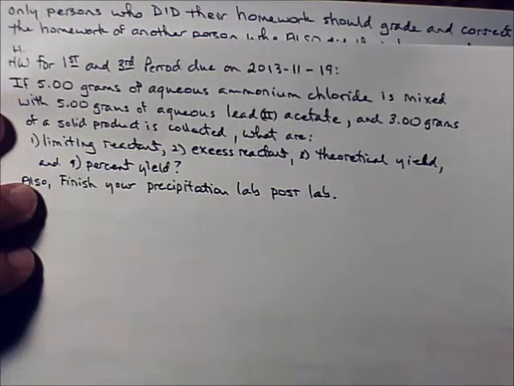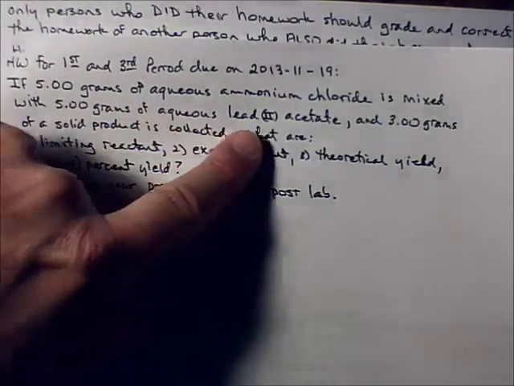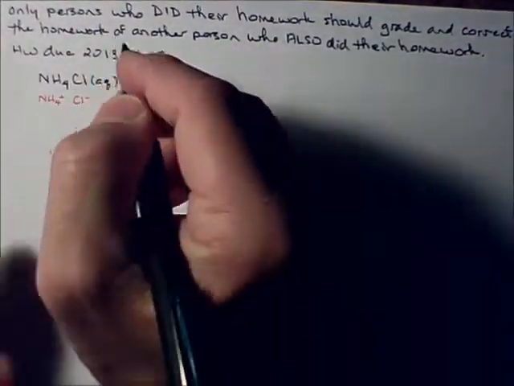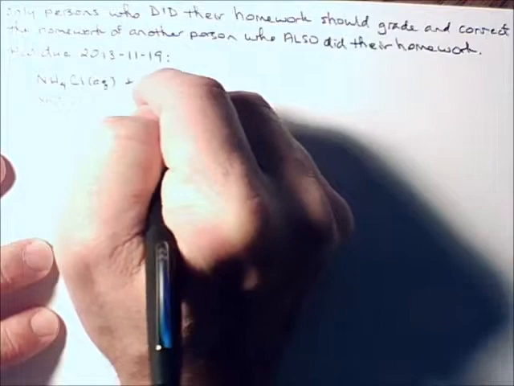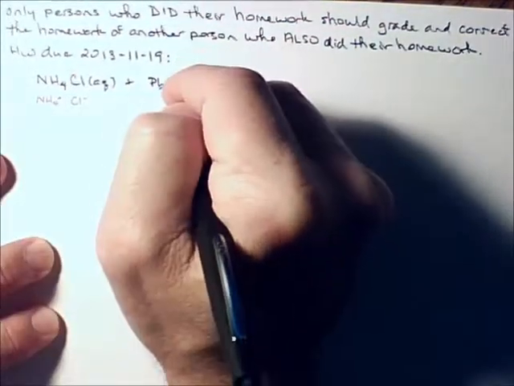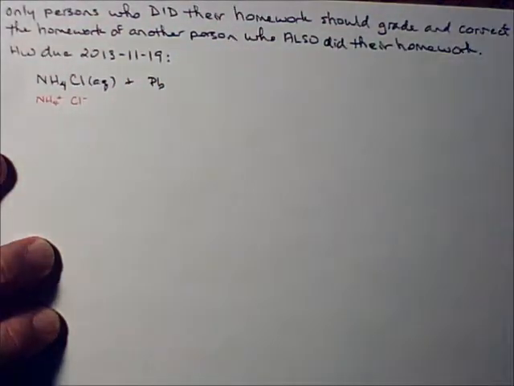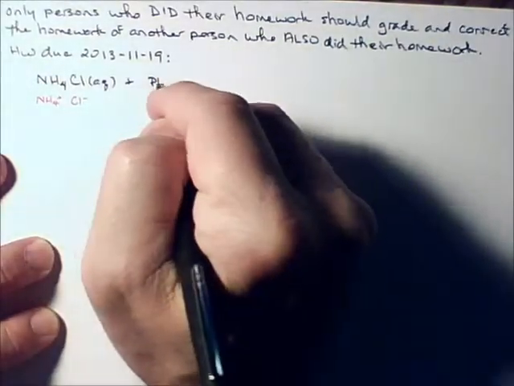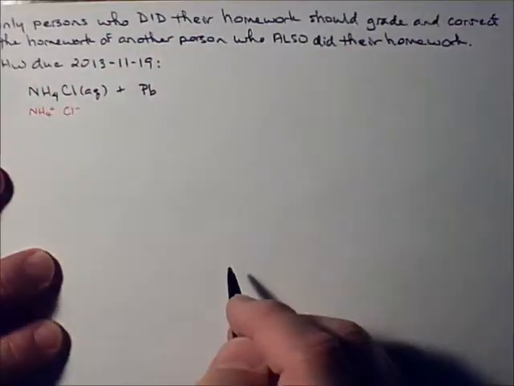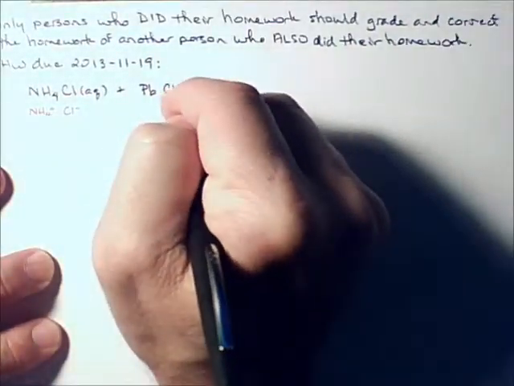Alright. And it's mixed with 5 grams of aqueous lead acetate, so we know that one's aqueous. I've saved you the trouble of looking it up. Lead is Pb. Acetate can be written in about 3 different ways, maybe 4 different ways. 3 are listed in the test references. I like to use this one.